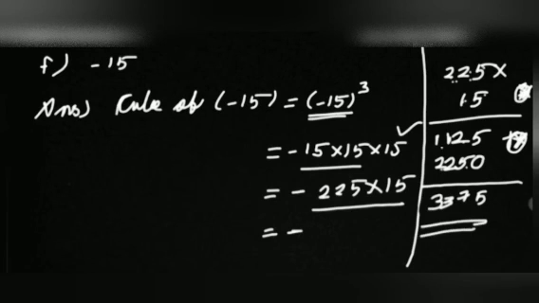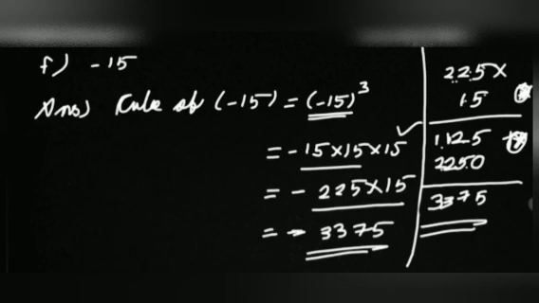So, what is the final answer? Negative or minus 3375. Minus 3375 is the final answer. Got it? Understood? Okay.